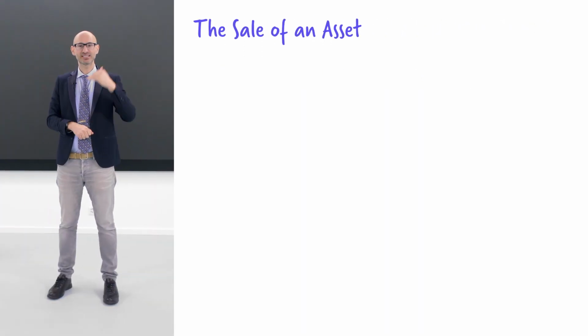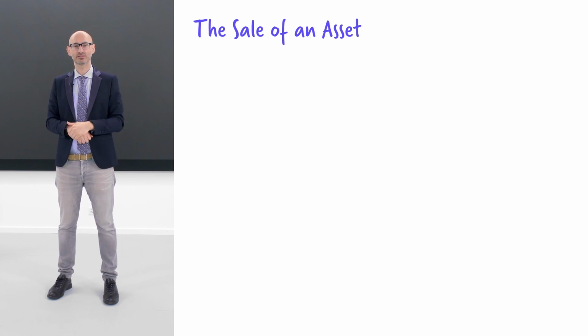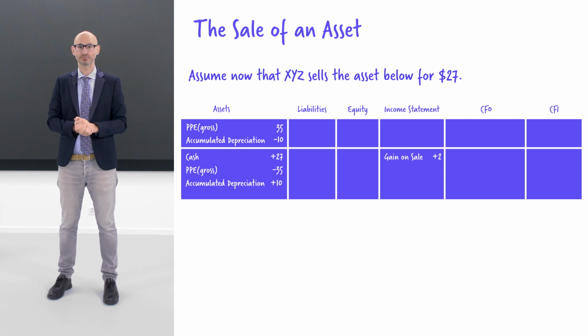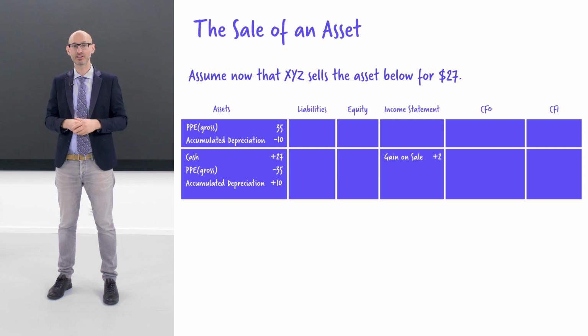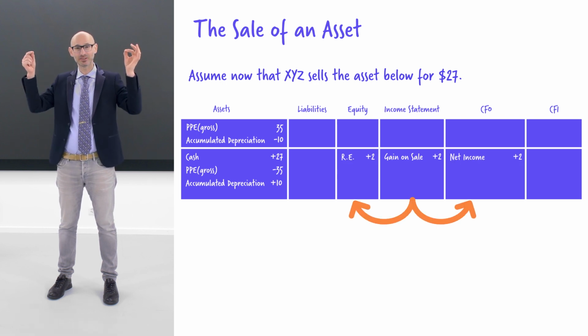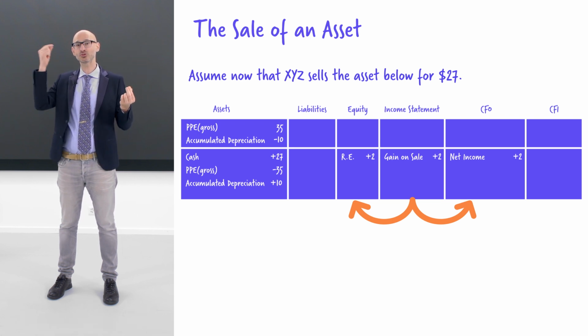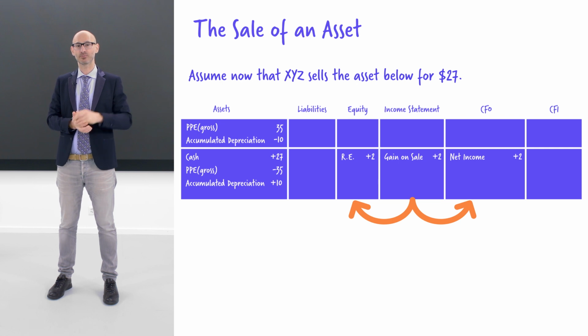Assume now that we will sell the same asset for 27. This time, we sell it at 2 more than its net book value. We have a gain on the income statement of +2. Again, any income statement transaction affects both the cash flow statement and the balance sheet. So we have the mustache again. 2 goes to retained earnings on the balance sheet, and 2 goes to the cash flow statement. We sold the PP&E for a gain, so we are richer.